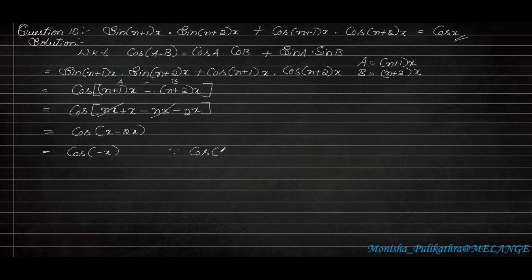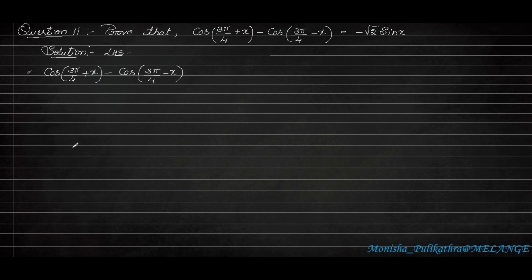We know one more formula, that cos of minus x is always equal to cos x, right? Therefore, cos of minus x is equal to cos x. That is the answer which we have to prove here. So write it down, hence proved. If you are well versed with all the formulas, then you can do the problems very easily. If not, you can't do the problems. So hope you understood these things. Let us move on to the 11th problem.